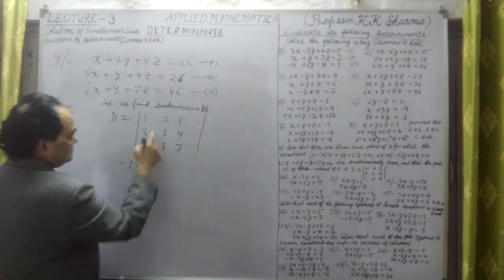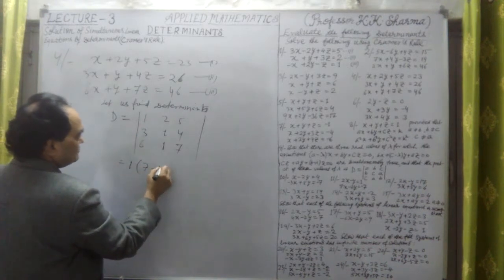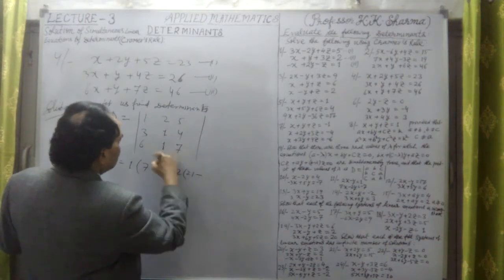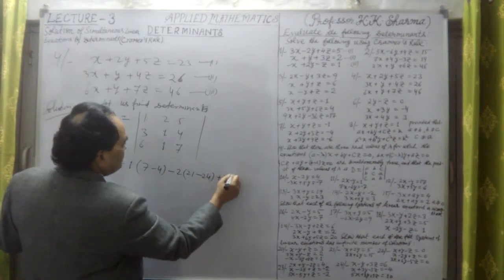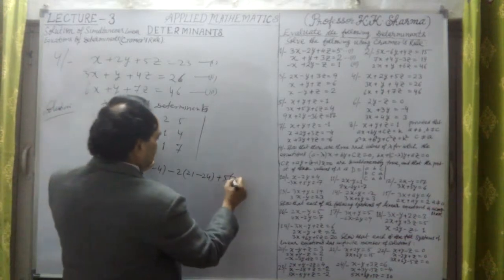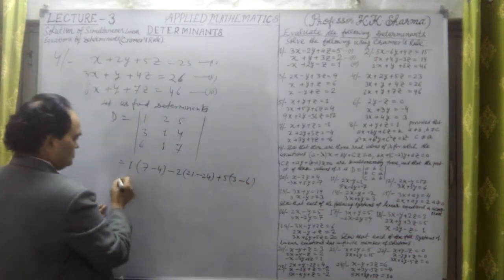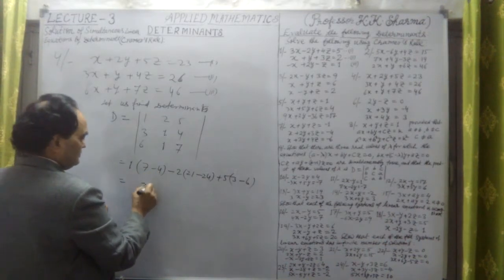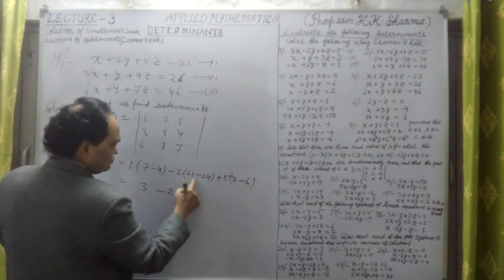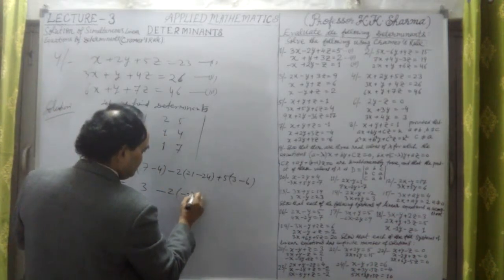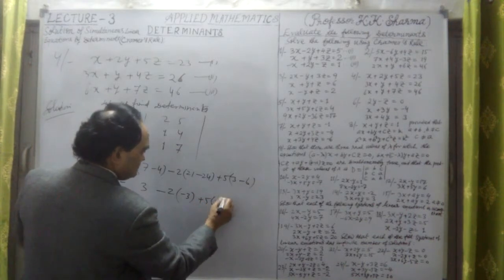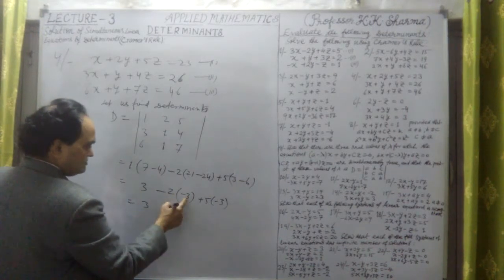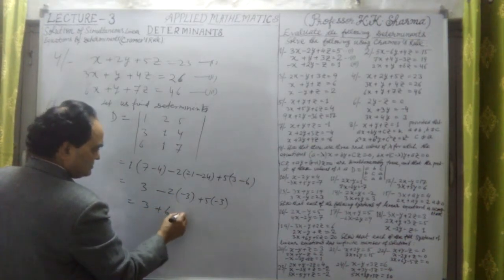We have to solve it now. This is 1 into 7 is 7 minus 4, minus 2 into 7 3s are 21 minus 4 6s are 24, plus 5 into 3 into 3 minus 6. 7 minus 3 is 3, 7 minus 4 is 3, 3 into 1 is 3, minus 2 into 21 minus 4 is minus 3, plus 5 into minus 3. 3 minus 6 is minus 3. Minus 3 into minus 6 is plus 6. Minus 15.